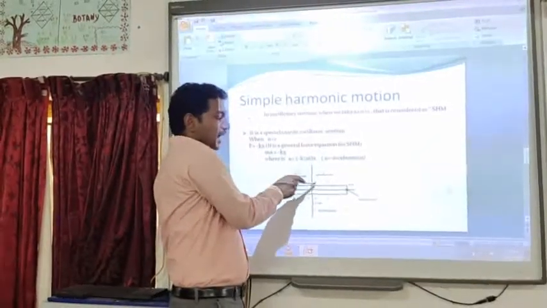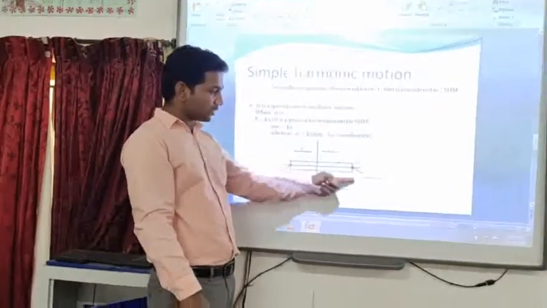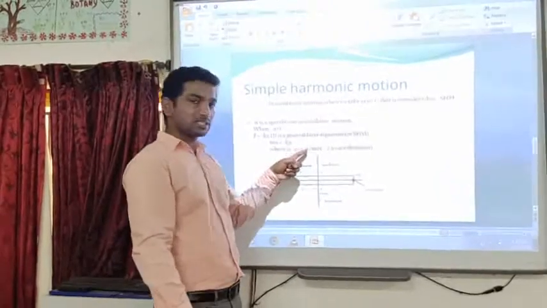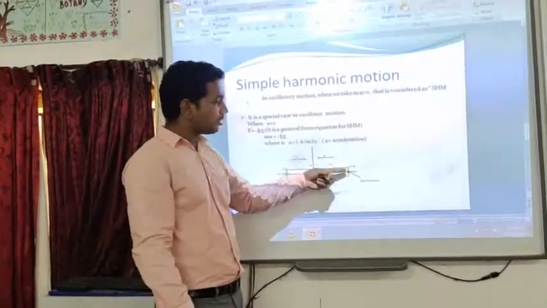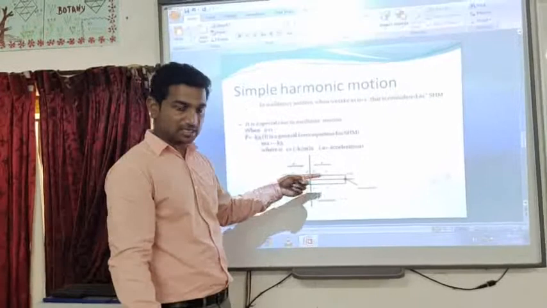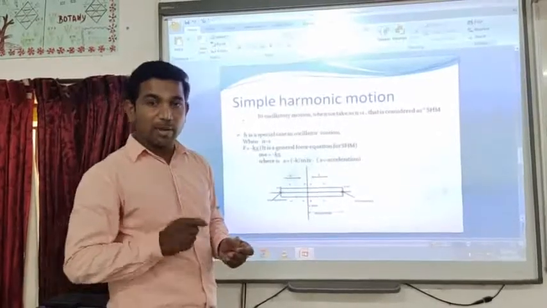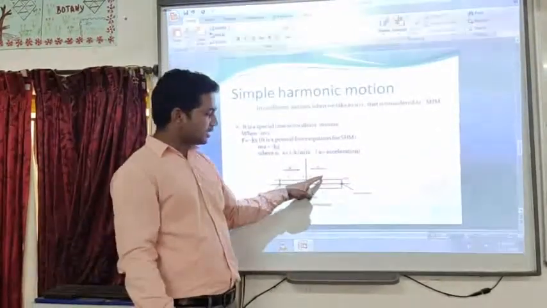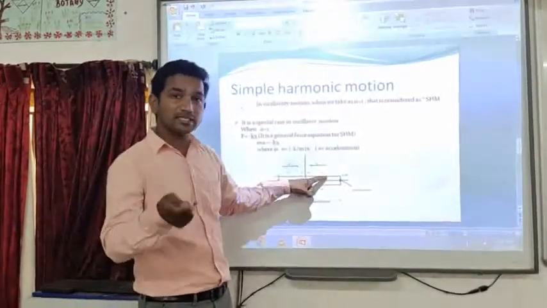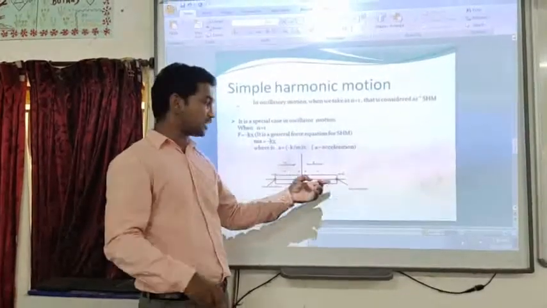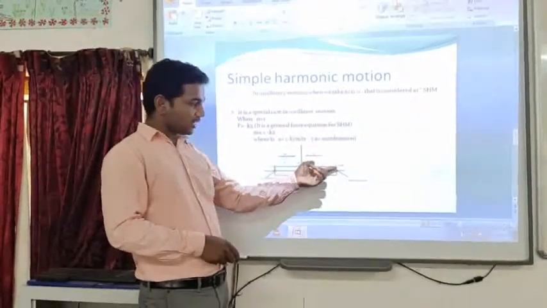Velocity is negative, and acceleration is negative only, because x is positive in this region. If x is positive, acceleration is negative. So due to this negative acceleration, the negative velocity is increasing. Now we are observing the magnitude of velocity, that is nothing but speed. Is the speed increasing or decreasing? Initially it is 0, and due to the negative acceleration the speed of the object increases continuously as it moves in this direction.